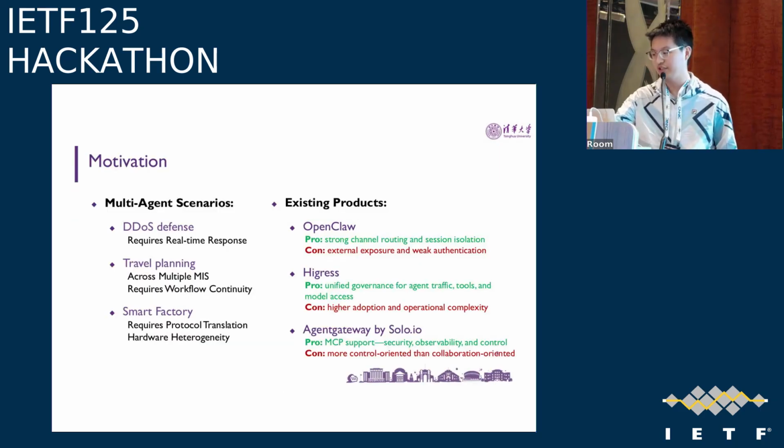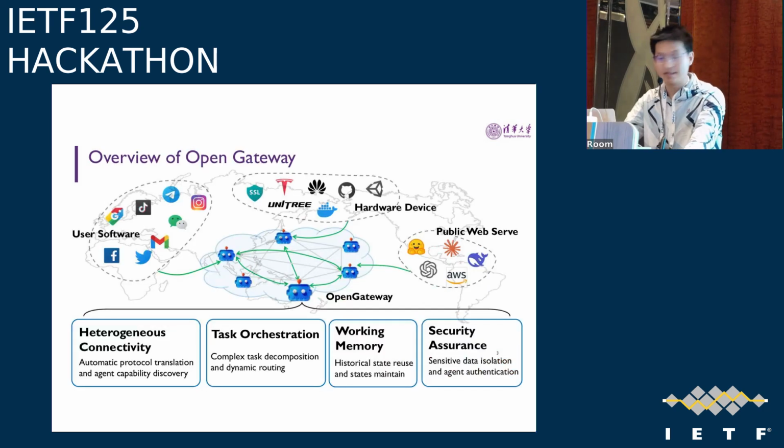First is our motivation. Increasingly more real-world tasks require multiple agents to work together, such as smart factories. These scenarios bring challenges like hardware heterogeneity, workflow continuity, real-time response, and protocol translation. Most existing products struggle to meet these challenges. So this is our proposed solution, Open Gateway. It consists of 4 main parts: heterogeneous connectivity, task orchestration, working memory, and security assurance.